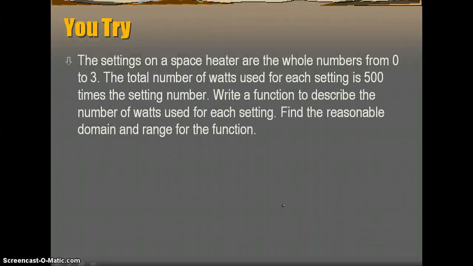For your U-try, it says the settings on a space heater are the whole numbers from 0 to 3. The total number of watts used for each setting is 500 times the setting number. Write a function to describe the number of watts used for each setting. Find the reasonable domain and range for the function. Please make sure that you do all 3 parts. Write the function, state the domain, state the range. And a T-chart is always very, very helpful in helping with these kinds of questions for determining those domains and ranges.